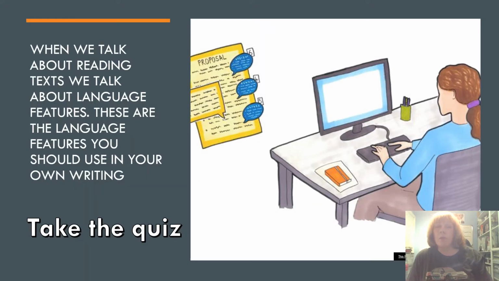So when we talk about reading texts, remember we use the word text to mean any piece of writing, and these are texts that we're going to get in the exam, and they are going to be taken from real life. So it's important to actually practice with newspapers and books or anything around your home that you have that is a text. When we talk about reading texts, we talk about language features, and these are the language features you should use in your own writing.